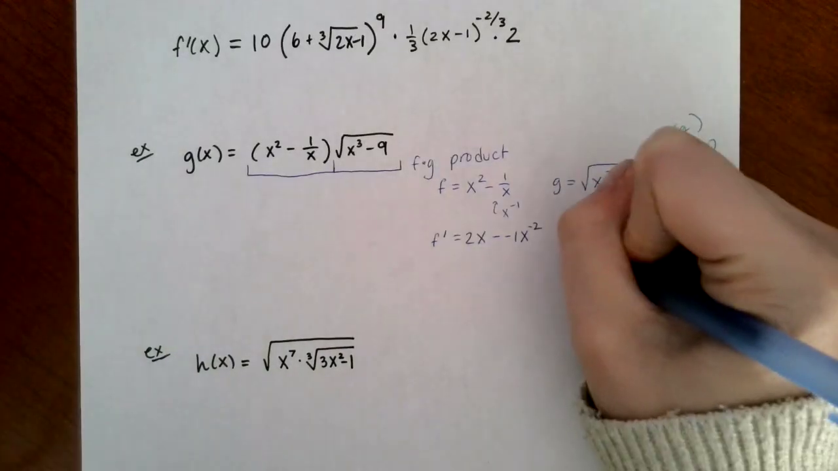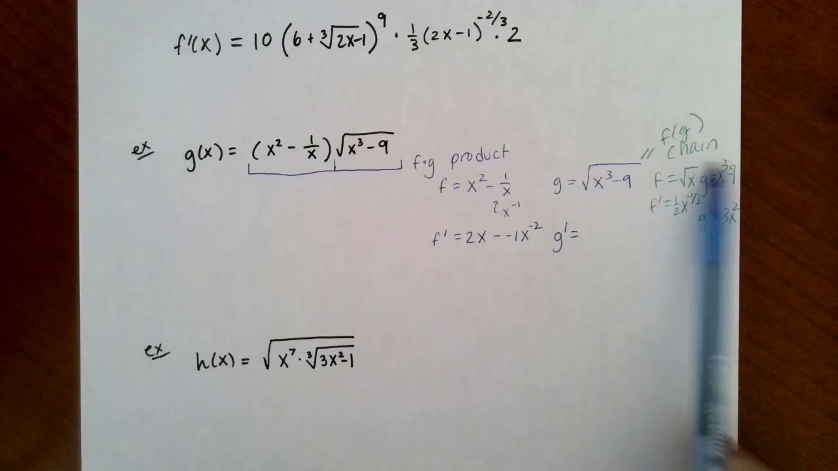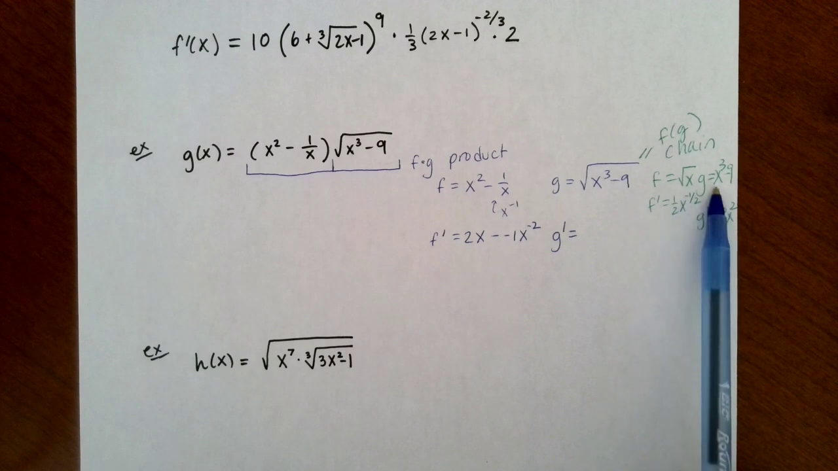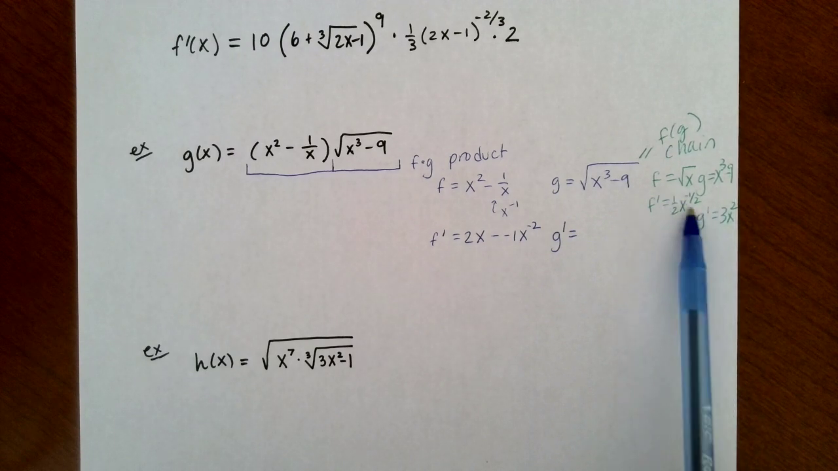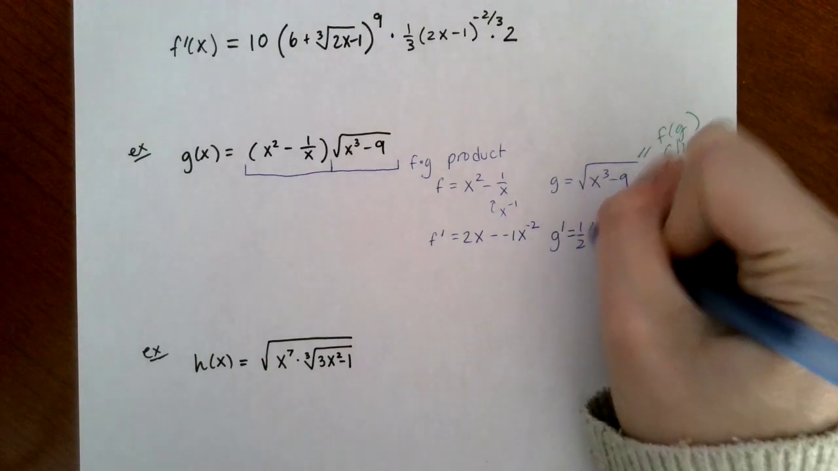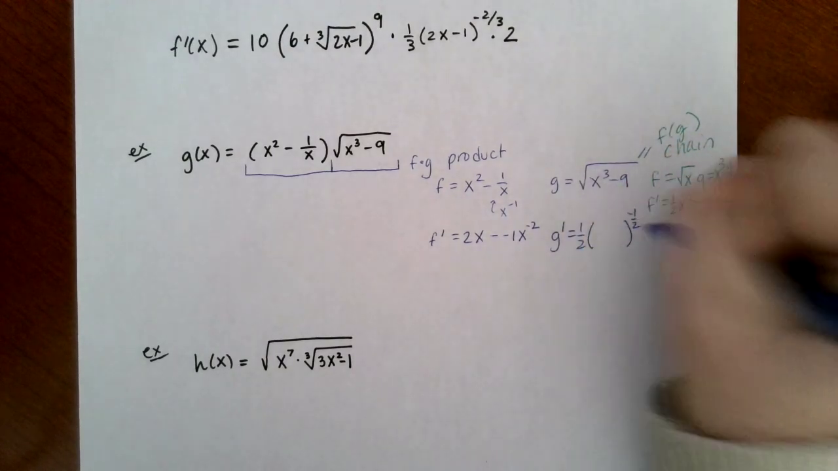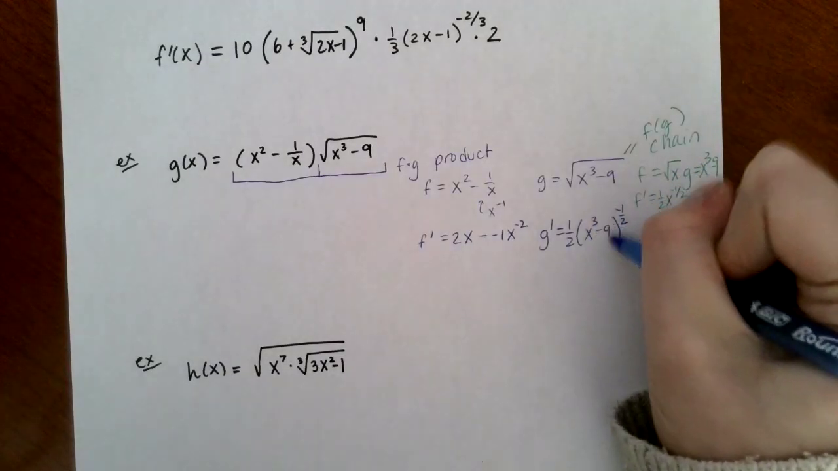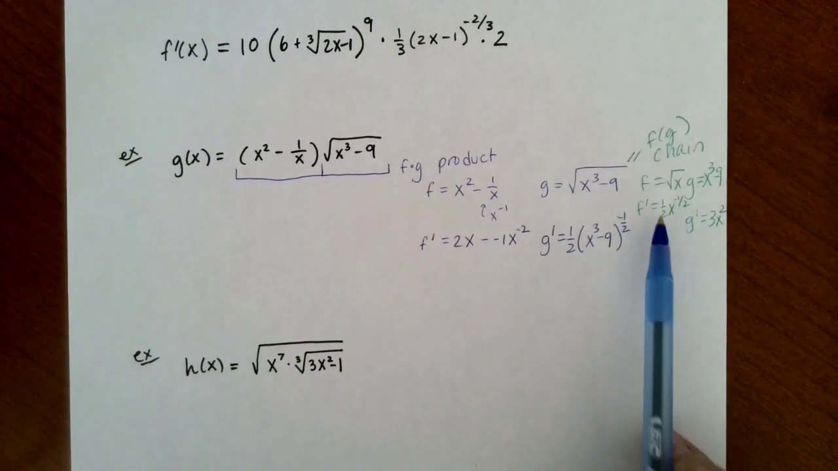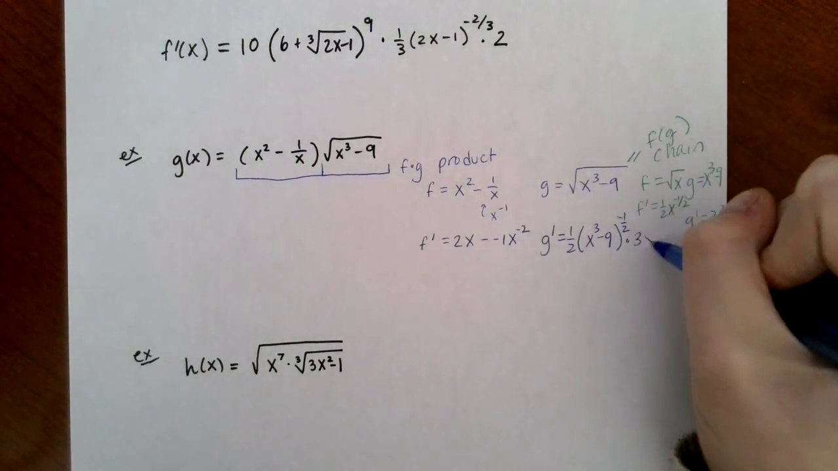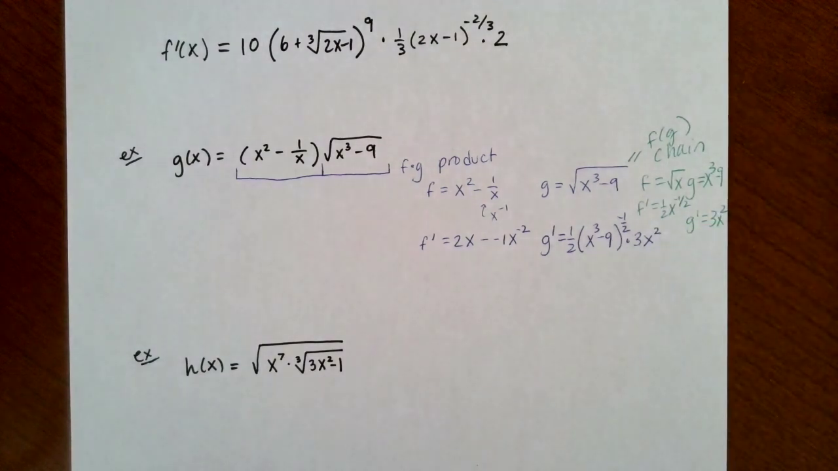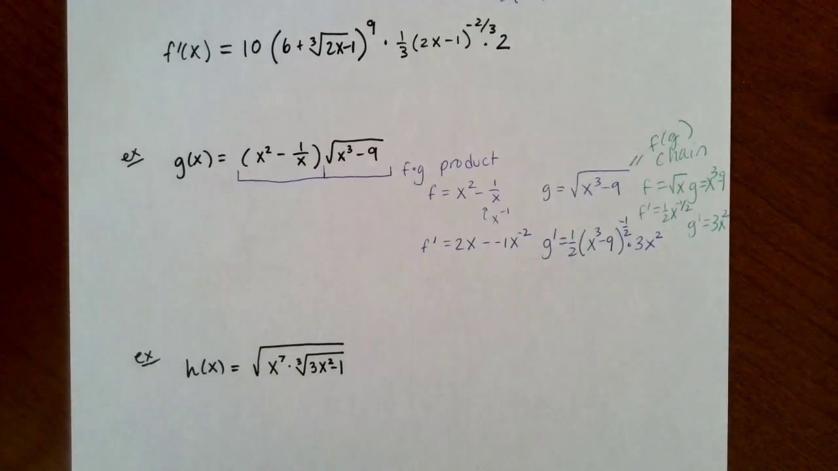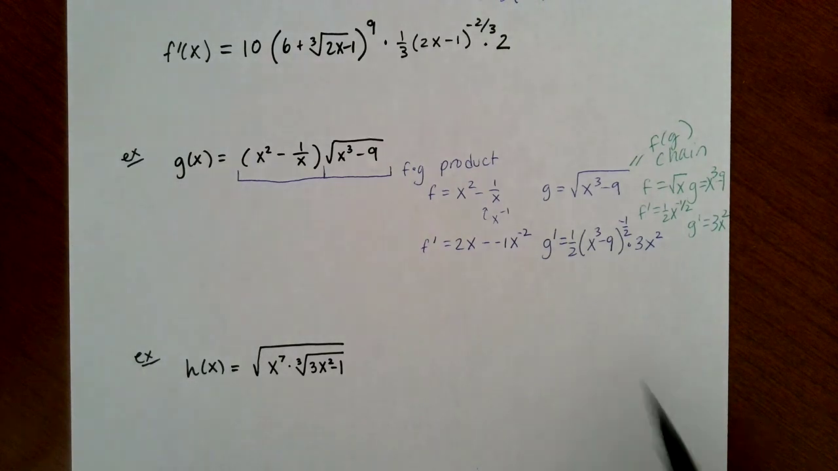So for blue g prime, I'm going to use this green scratch work, if we can kind of disentangle it, and do f prime of g times g prime. So f prime of something is 1/2 whatever to the negative 1/2. And I'm plugging in g, which is x cubed minus 9. That's f prime of g. And then times g prime, we'll throw a 3x squared at the end of it. All right, so for my overall product rule, I now have all 4 blue pieces that I need. So I can put together my final answer.